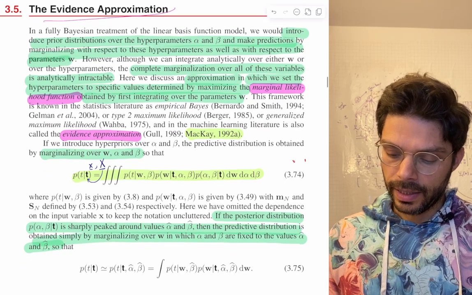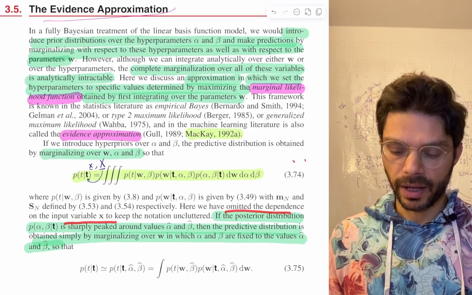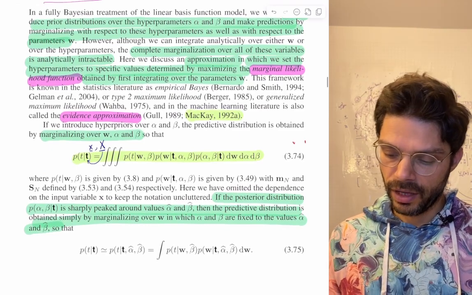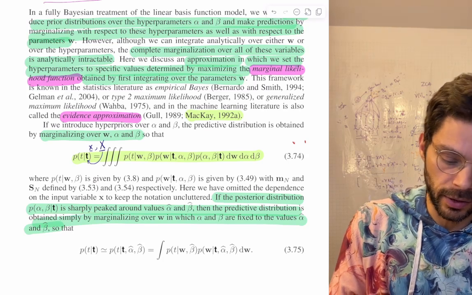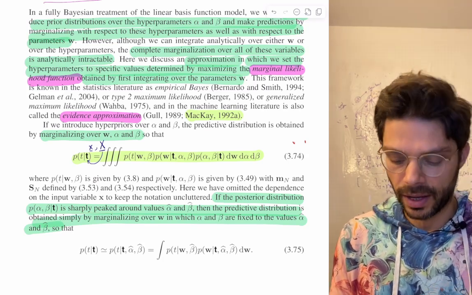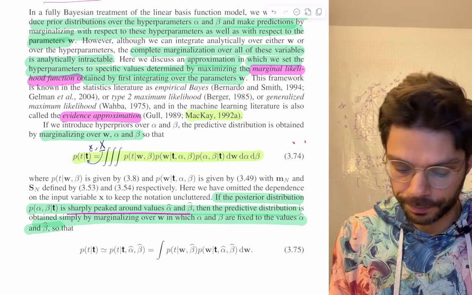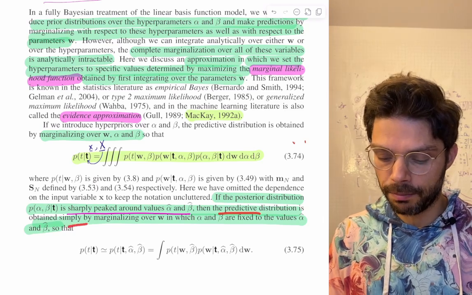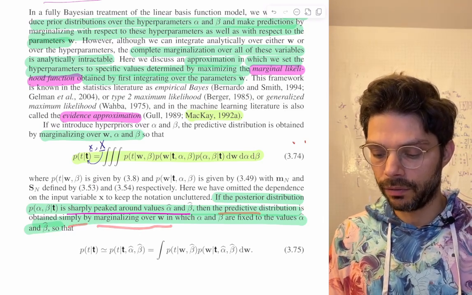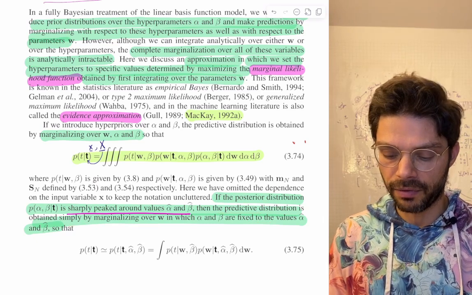Here we've omitted the dependence on the input variables x to keep the notation uncluttered. So if the posterior distribution is sharply peaked, and this is the key, in real life when you're doing this, you have to actually go and test this, then the predictive distribution is obtained by simply marginalizing over W, in which alpha and beta are fixed to their values alpha hat and beta hat.